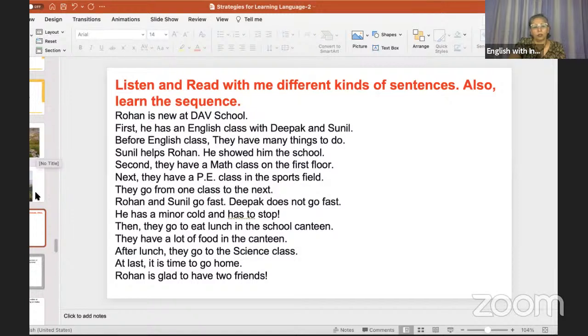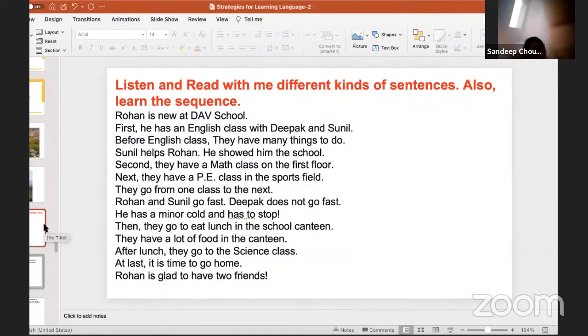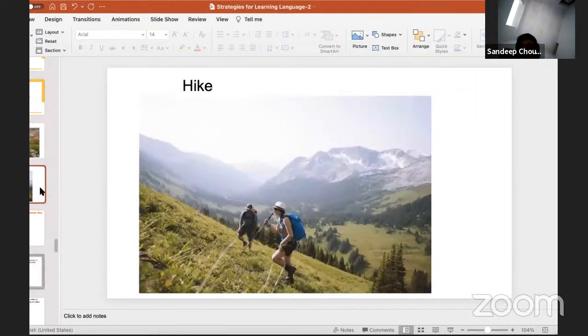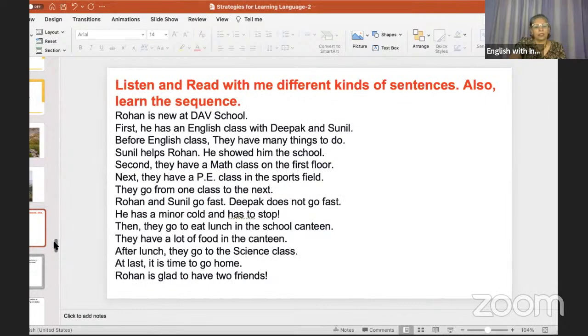So, Sandeep, now I hope you know what hike means. Yes, ma'am. It's common in India too. People go for hiking. Ma'am, in Rajasthan, that does not happen. That's why I don't know. Right. In your area, it's more desert, but people go for it.